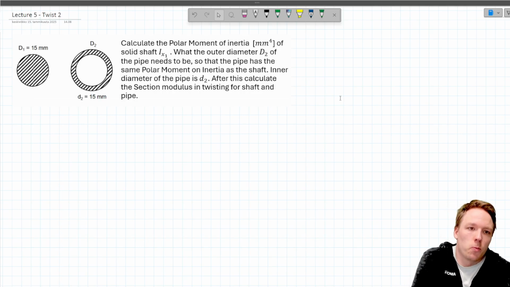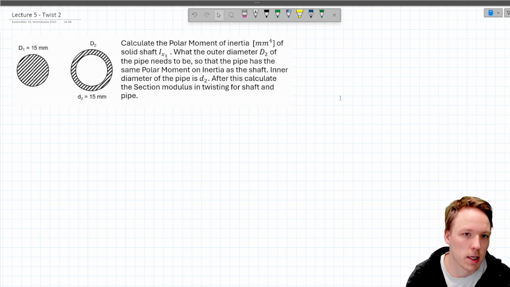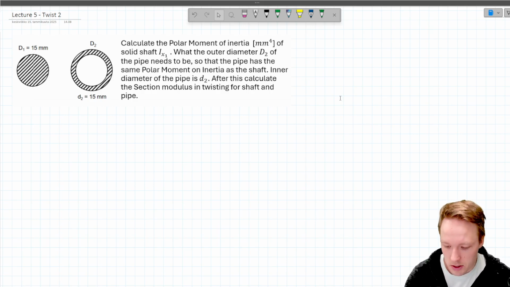In this example, we are calculating the polar moment of inertia of a solid shaft on the left hand side, and then after we have calculated that one, we will also have to calculate what would have to be the outer diameter of this pipe to have the same polar moment of inertia. So basically having the same stiffness as the solid bar on the left. Okay, so let's start by collecting here all the equations which we are going to be needing in this task.